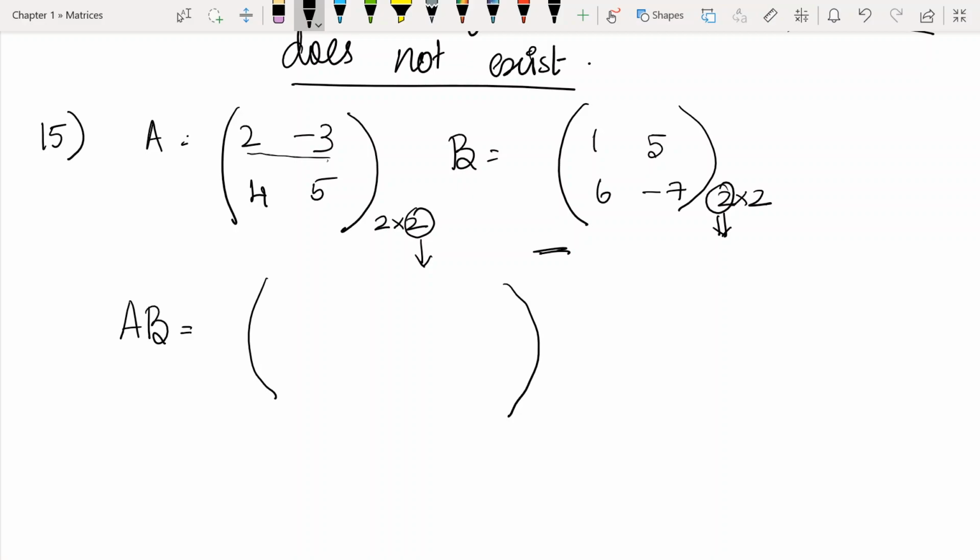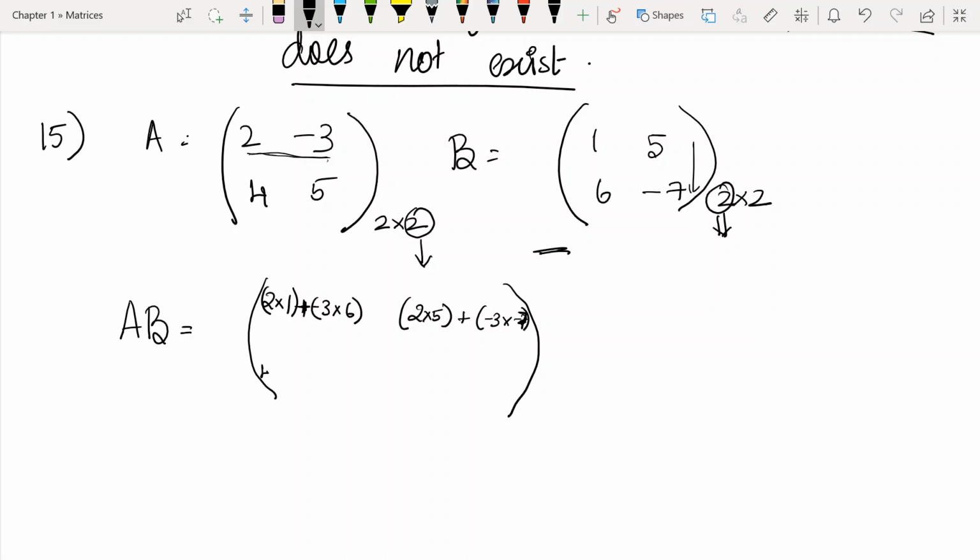Now we are going to multiply. 2 into 1 plus minus 3 into 6. Put this within a bracket. This is the first element. Now the second element will be the first row but the second column. That is 2 into 5 plus minus 3 into minus 7.